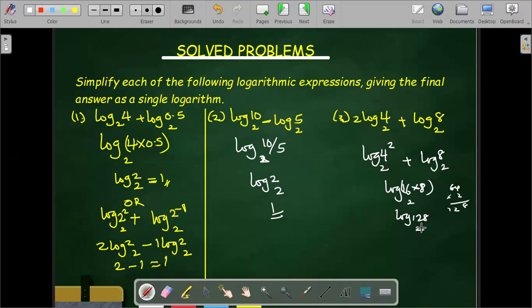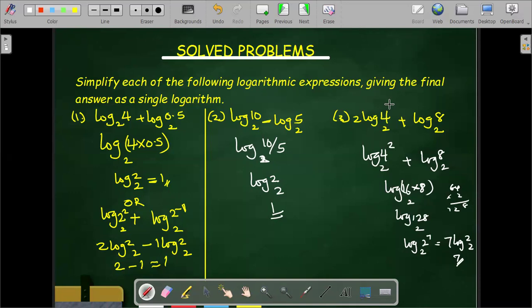So for the logarithm of 128 to base 2, we could rewrite 128 as 2 to the power of 7, to base 2. And this will give you 7 log 2 base 2, which is the same as 7. Another approach, instead of going through this, is if we observe closely, we could just rewrite 4. I think that's a much simpler approach.